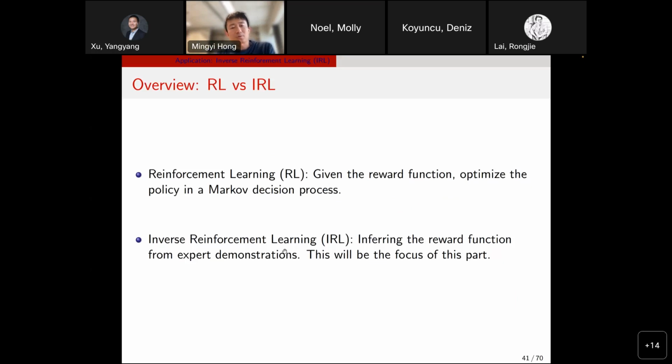Inverse reinforcement learning is one step further, based on RL, but here the reward function, how the agent perceives the world, is still unknown. We also need to infer the reward function from a few offline data points, expert demonstrations. So we'll talk about this application.